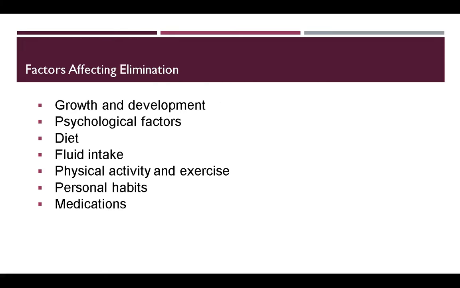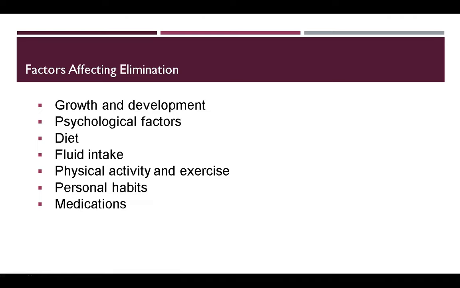Factors affecting elimination. This may include growth and development, as aging affects regularity. Psychological factors, such as lack of privacy and timely assistance to use toilet facility. Diet may contain foods that slow or increase bowel movement. Examples include the amount of fiber, fat content, meat, dairy, and even caffeine. Fluid intake. Decreased fluid consumption leads to dehydration and delayed absorption.